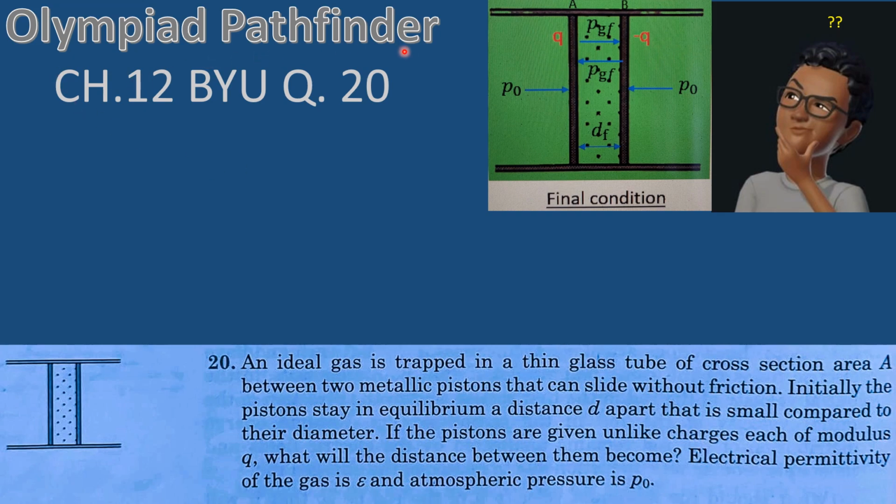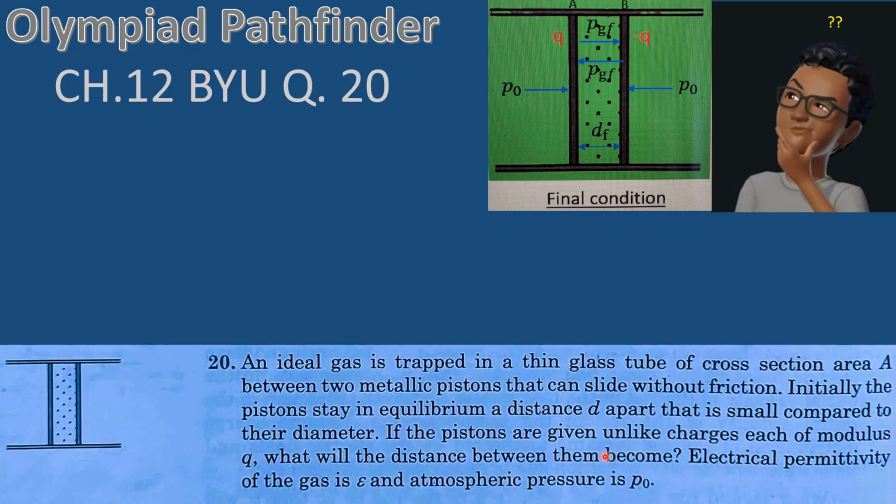This question is from Olympiad Pathfinder, Chapter 12, Build Your Understanding, question number 20. The question is, an ideal gas is trapped in a thin glass tube of cross-section area A between two metallic pistons that can slide without friction. Initially, the pistons stay in equilibrium a distance d apart. That is small compared to their diameter.